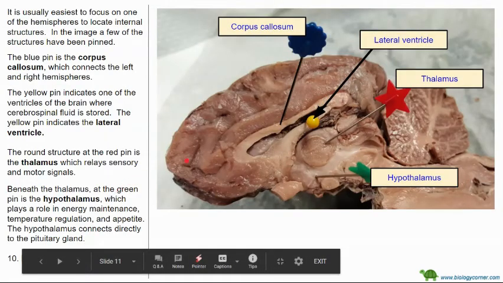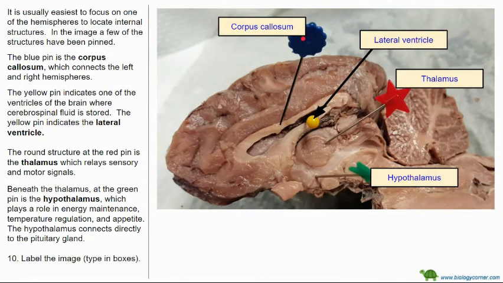All right, some other structures that are very interesting. The blue pin is the corpus callosum, and this is connecting the two hemispheres of the brain. And what's interesting about this is the tissue that gets damaged in a person who has multiple concussion injuries to their brain. For instance, the NFL players who have experienced CTE or chronic traumatic encephalopathy, they would actually see damage in this area, right?